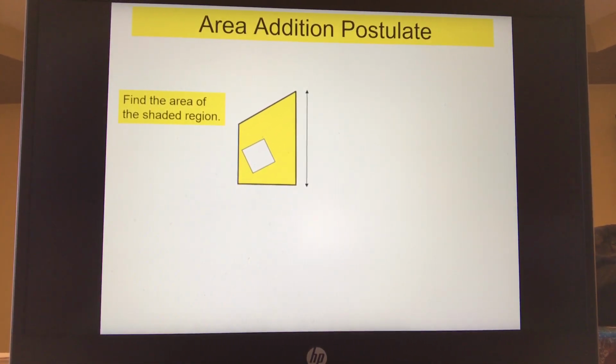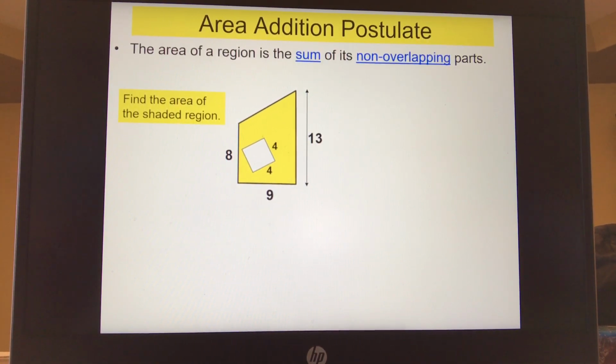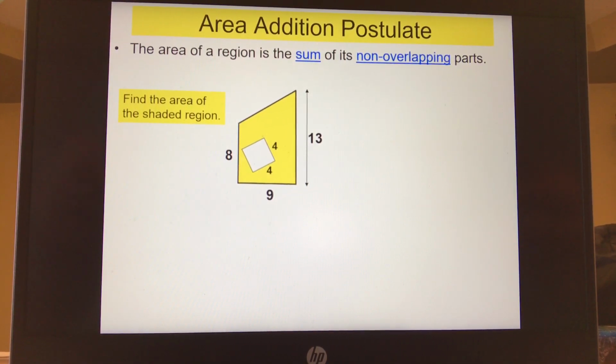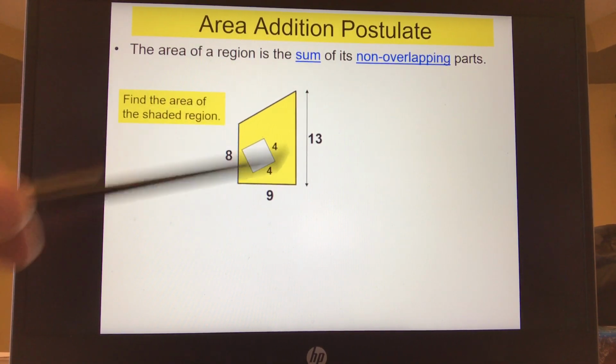All right, one little main idea, a postulate, on the bottom of your paper. Call this the area addition postulate. It's going to be an example for you. It's a pretty simple concept. The idea is you can add up pieces of something to get a total area, as long as they're non-overlapping parts. So see if you can find the area of the shaded part of this.